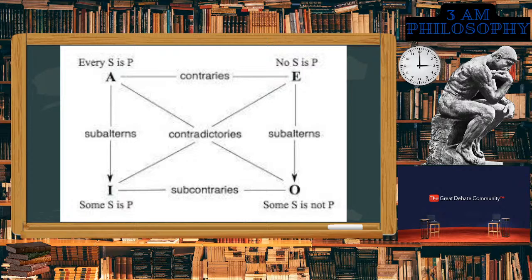So if E is true, then A is false, I is false, and O is true. Generally speaking, what you'll find is, pretty much all the time, and I can't imagine how it wouldn't be, that A and I is always the affirmative. E and O is usually the negative, right? So this is always on the affirmational side.